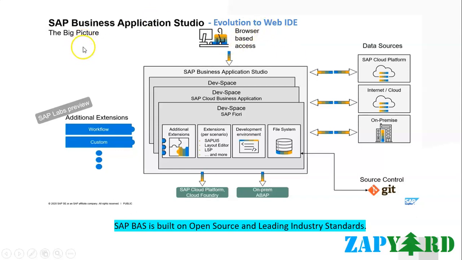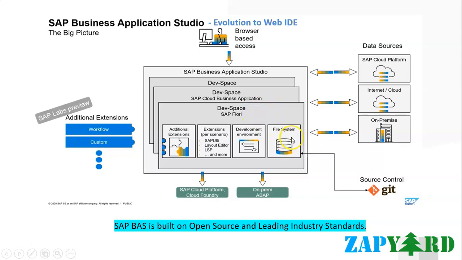Let's talk a bit about the big picture related to Business Application Studio and a kind of an evolution to Web IDE. So here basically you need a developer having access to a machine with a browser, and this machine should be connected to the internet. So if you see here, the App Studio is actually based off browser-based access. At the center we can see the dev spaces of different types. Let's consider the dev space related to SAP Fiori development.